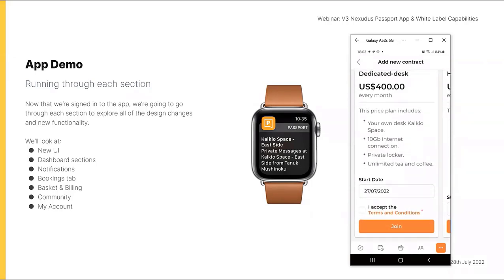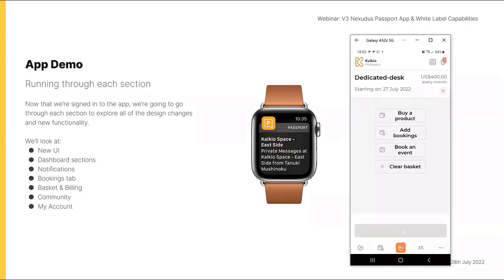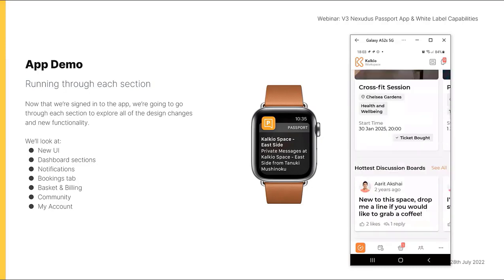So for the purpose of this demonstration, we're going to go ahead and sign up to this dedicated desk plan. So I'm going to leave the start date as today. I'm going to accept the terms and conditions, and I'm going to click Join. Perfect, there we are, it's been added to our basket. For now, we'll just leave this in the basket, as we'll add some more items as we progress through. So that's the main dashboard that the customer will see.